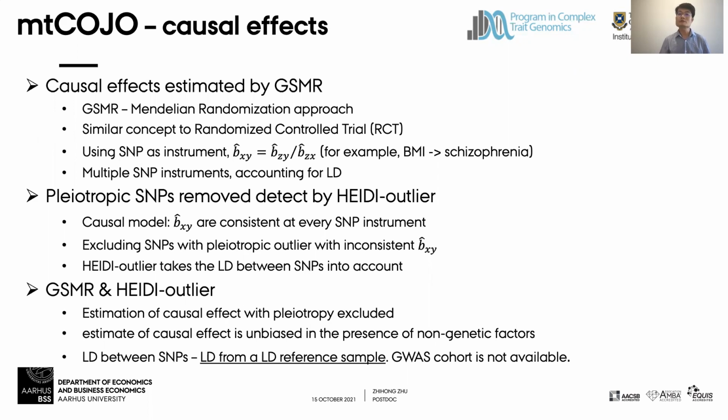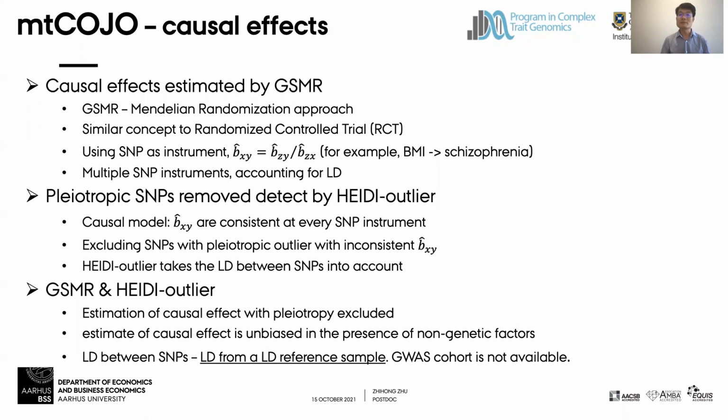Pleiotropic SNPs for two traits commonly affect estimates of causal relationship between two traits. The HEIDI-outlier method excludes those pleiotropic SNPs, which have effect sizes that deviate from the relationship at causal SNPs. The GSMR method with HEIDI-outlier investigates the causality, and the causal effect is unbiased in the presence of non-genetic factors. Because of this, the MT-Kojo result is free of bias.